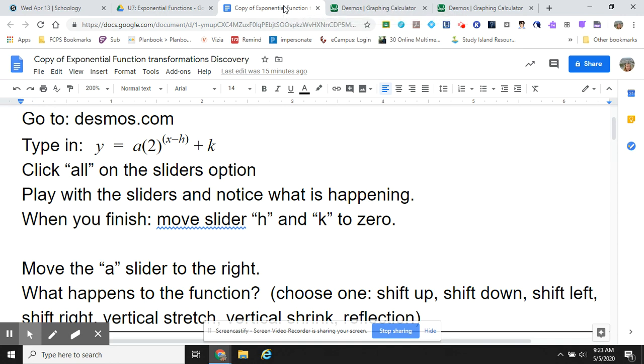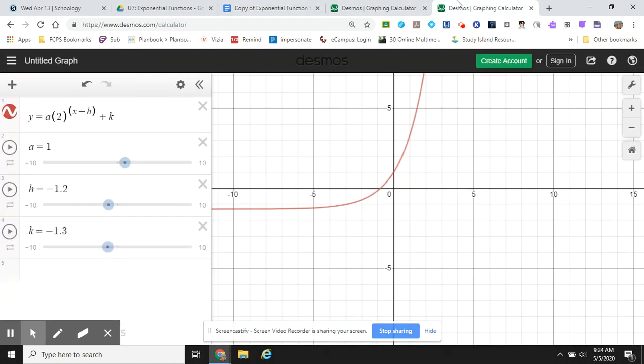But this is just an explore kind of thing. I'm not looking for exact answers. It's meant for you to play around with the graph. I do expect you to use Desmos and play around with it. Mess with the numbers a minute. It's kind of fun. What happens when it's a fraction? What happens when it's negative? What happens when it's positive? And so on and so forth.